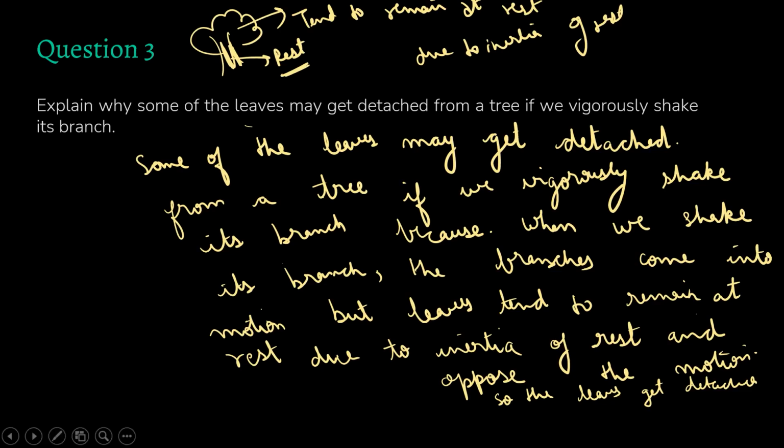So let's read this. Some of the leaves may get detached from a tree if we vigorously shake its branch, because when we shake its branch, the branches come into motion, but leaves tend to remain at rest due to inertia of rest and oppose the motion of the tree, right? So the leaves get detached.